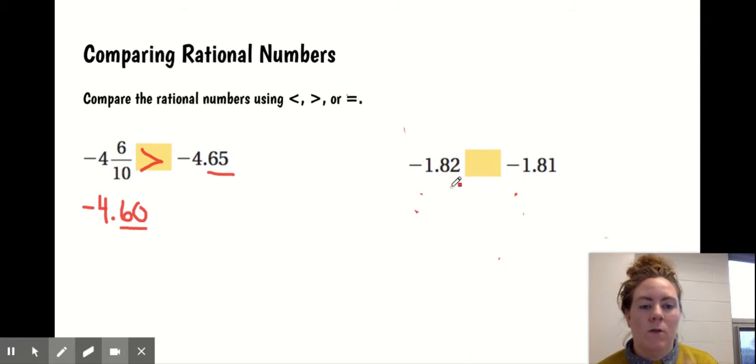All right, this one is so close. -0.82, -0.81. Which one would be closer to 0? 81. It should be written like that.